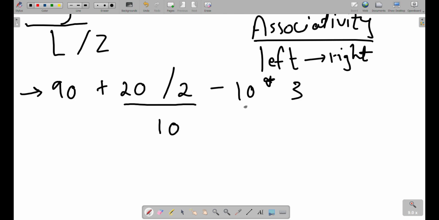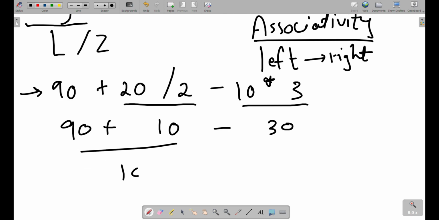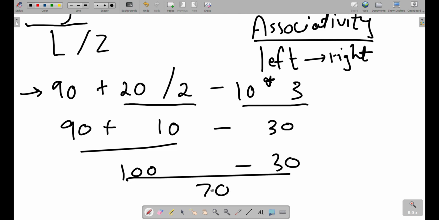And as we go to the right, we perform 10 into 3, so we get 30. Let's write down the remaining operators and operands that are left. Now we have plus and minus, two operators, and the precedence of addition and subtraction are the same. So we will again use the rule of associativity, and as the rule says, we need to go from left to right. First we perform 90 plus 10 and it gives 100, and then we perform subtraction of 30, then we get an answer of 70.